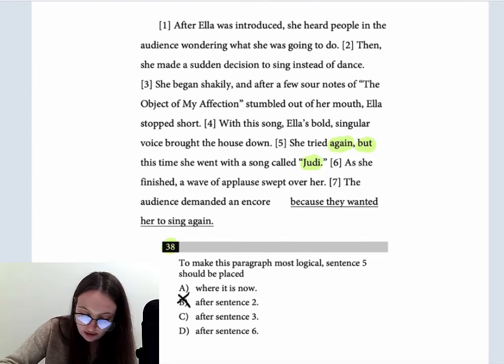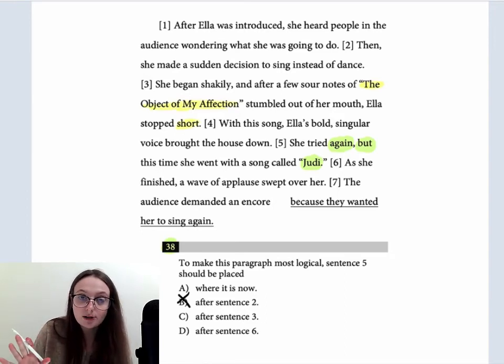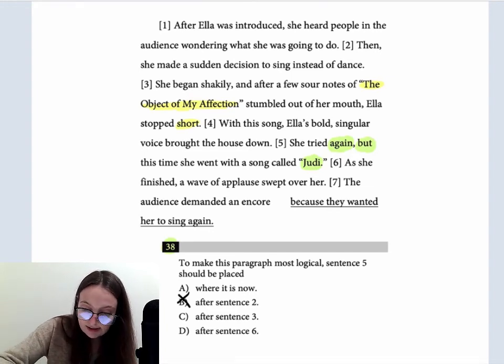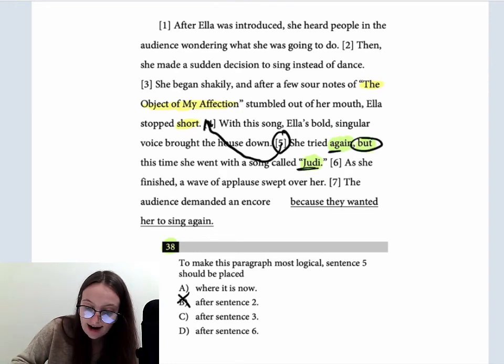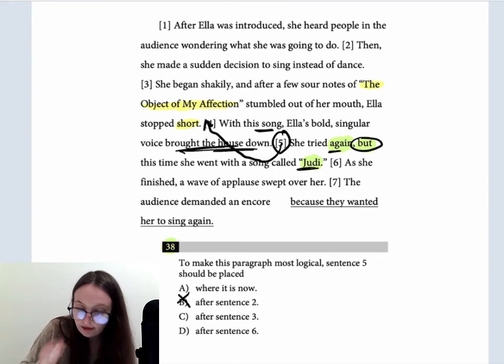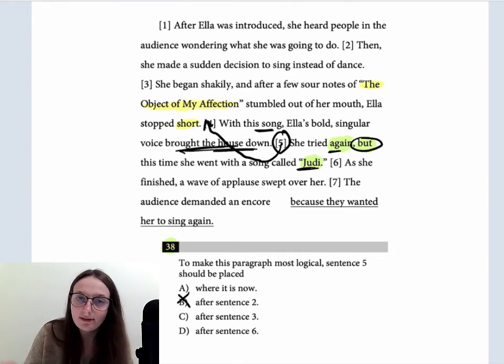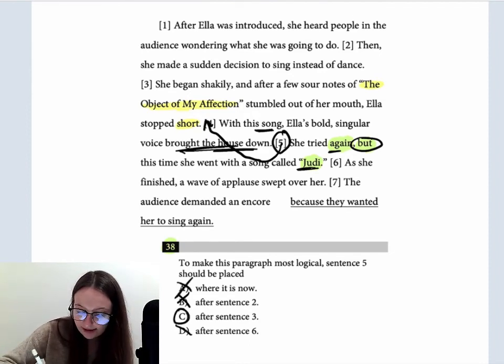After sentence 3, so in sentence 3 it says, she began shakily, and after a few sour notes, they mentioned this song right here, stumbled out of her mouth, Ella stopped short. All right, so she stopped short. So she started one song, they mentioned the particular name, and then she stopped short. So we can put sentence 5 then right after sentence 3 because it's saying she tried again, but now it's a different song. And it makes sense if you read sentence 4 after that. With this song, her voice brought the house down. So now it's obviously going better for her. So we have to introduce the song before we can obviously say that the outcome was different. So it's got to be choice C.